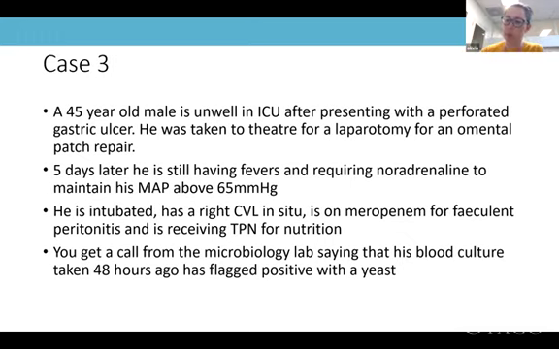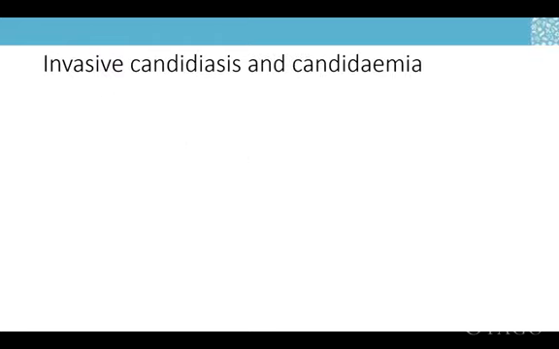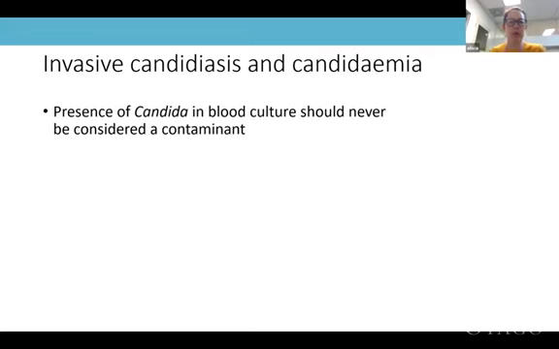So we talked about yeast before. I'll give you 2 examples. They both started with C. Just take a pick, one of them. Cryptococcus. So Cryptococcus was one of the yeasts, but this is probably the other one. Candida. Yep. So invasive candidiasis and candidemia. So if you grow candida in a blood culture, you should never consider it a contaminant. It is always a pathogen.